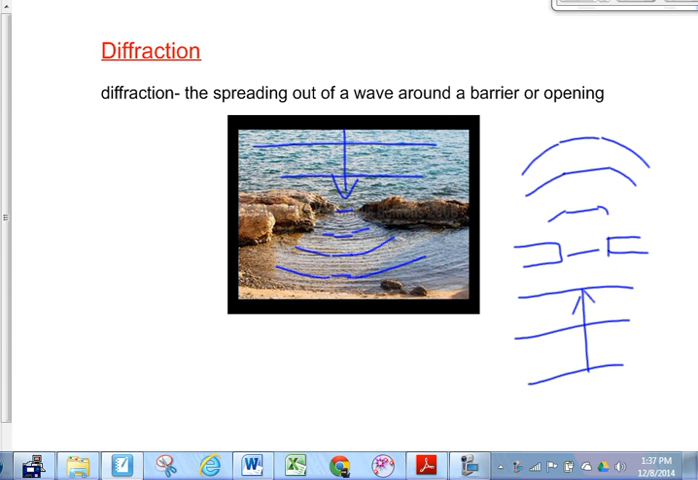That's diffraction. Now, the amount of diffraction that takes place, the amount that it spreads out, is going to be dependent on a couple of different things. The wavelength matters. The size of the opening matters. The frequency matters. We're not going to lose any sleep over any of those things here today. Bottom line is, I want you to know what diffraction is. It's the spreading out of a wave or of light, because light undergoes diffraction, through an opening or around a barrier. This is what it looks like.